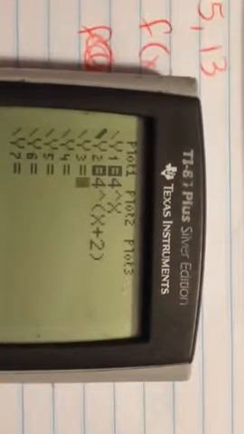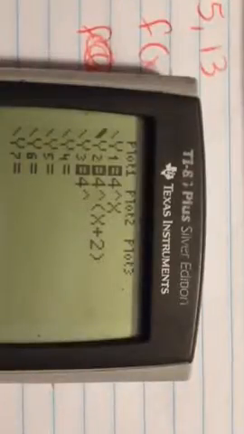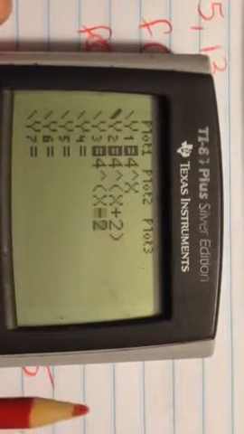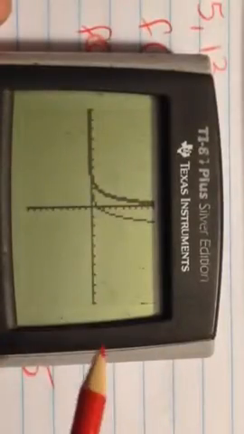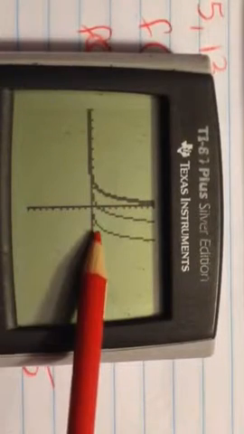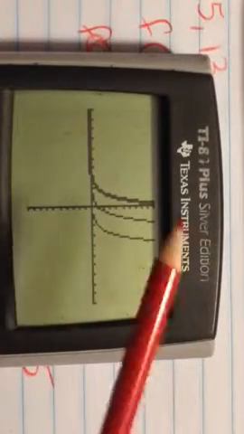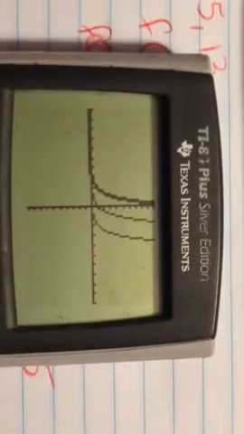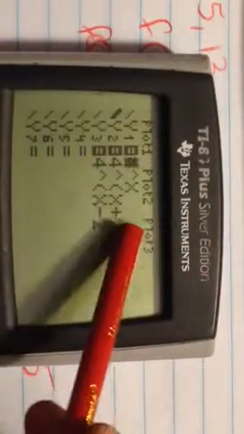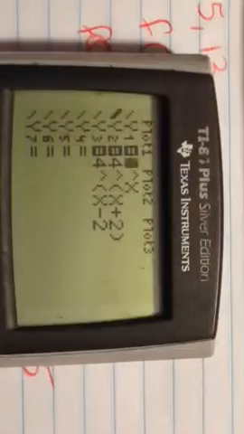So let's look and see what happens if it was a minus 2. So it moved it positively 2 spaces. So if we add to the function itself, it moves it up and down, vertically. If we add or subtract to the exponent, it moves it side to side.